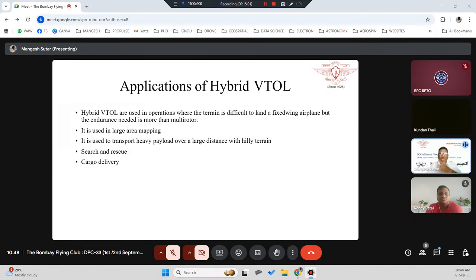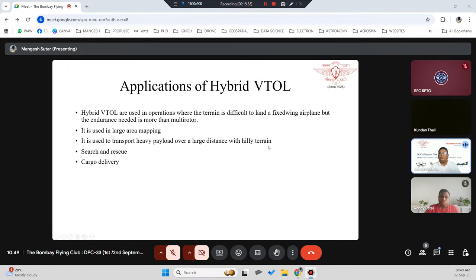So applications of hybrid VTOLs are in operations where the terrain is difficult, as we discussed. The terrain is difficult to land a fixed wing airplane, but the endurance needed is more than a multi-rotor. Whatever the pros are of the fixed wing and the rotorcraft are being considered in hybrid VTOL. It is used in large area mapping, and to transport heavy payloads over large distances with hilly terrains.